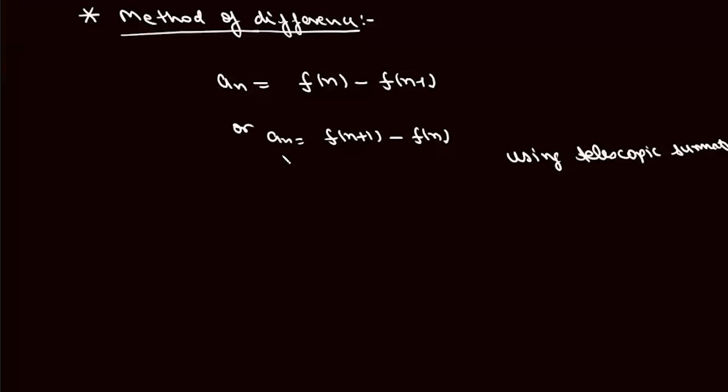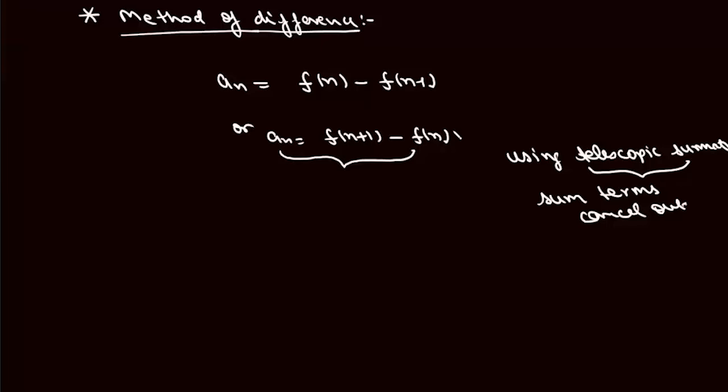So method of difference is a method where you write a term as a difference of two successive terms of a sequence, and telescopic summation is a summation method where terms cancel out. So generally for telescopic summation, you need the method of difference first to express the nth term as a difference of two successive terms. So let us take up an example.